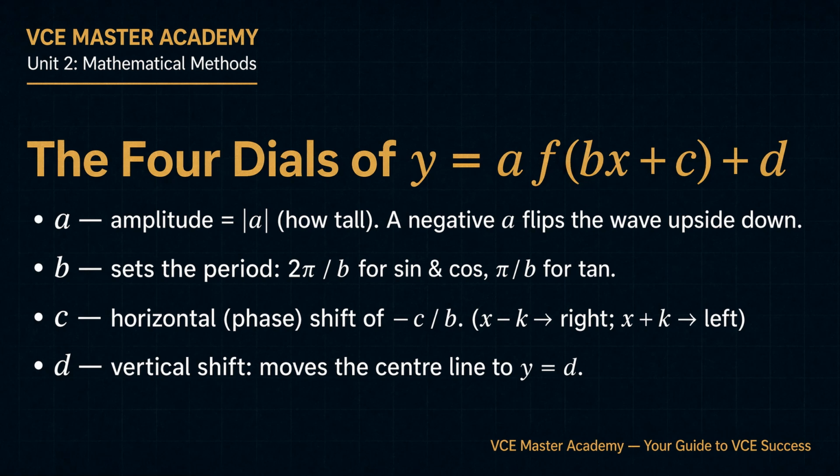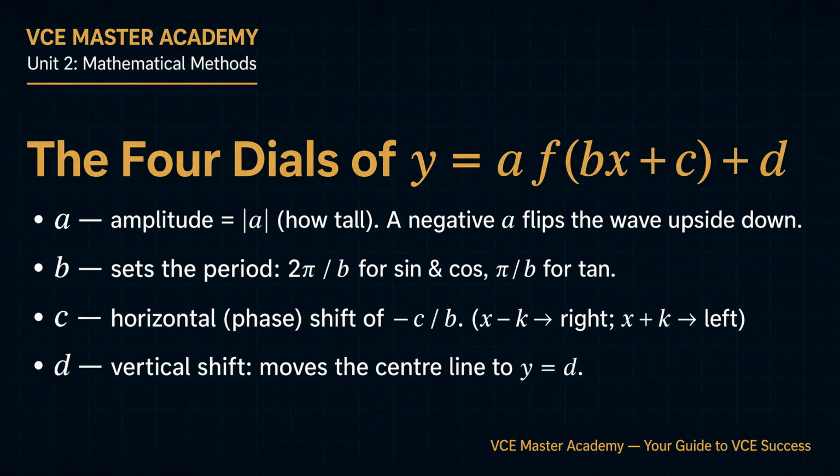The second dial is B. This changes the period, how long before the wave repeats. For sine and cosine, the period becomes 2 pi divided by b. For tangent, it becomes pi divided by b. A bigger b squeezes the waves closer together.